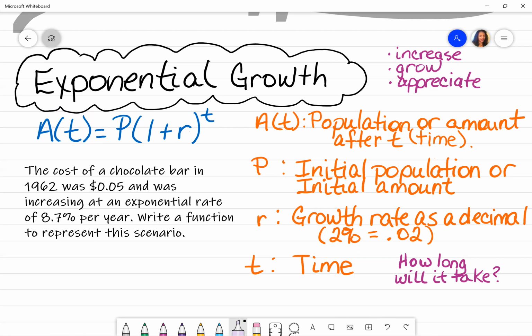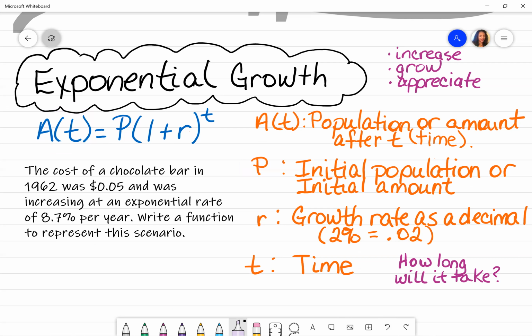P represents your initial population or your initial amount. Sometimes they'll use that word initial, so it's a dead giveaway that P is whatever follows initial. So if you see initial population is 300,000, that's going to represent your P.